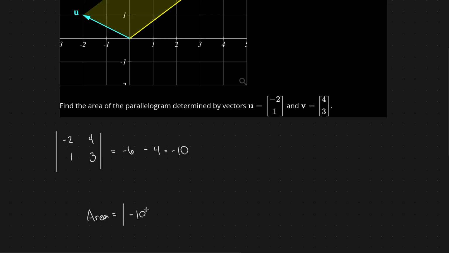So the area of a parallelogram is the absolute value of the determinant of the two-dimensional vectors that determine the parallelogram. So the area of this particular parallelogram is 10.